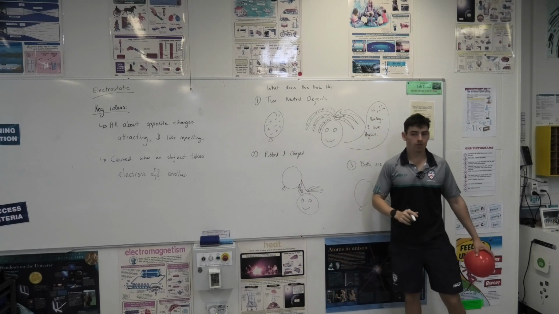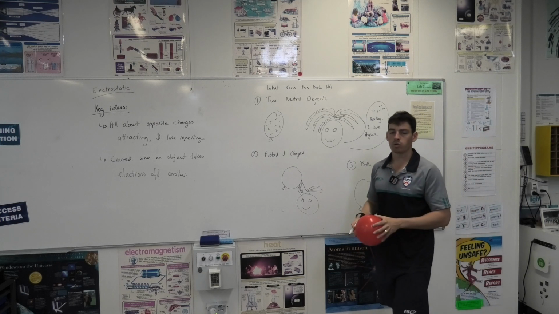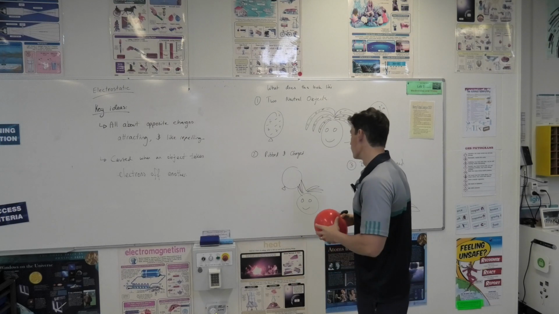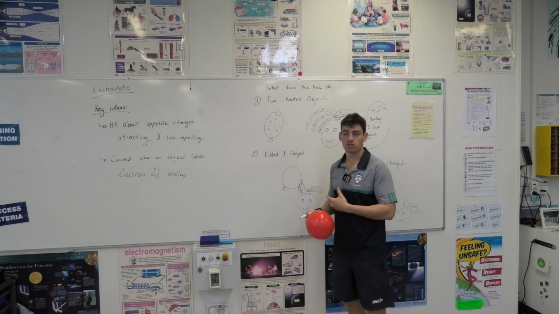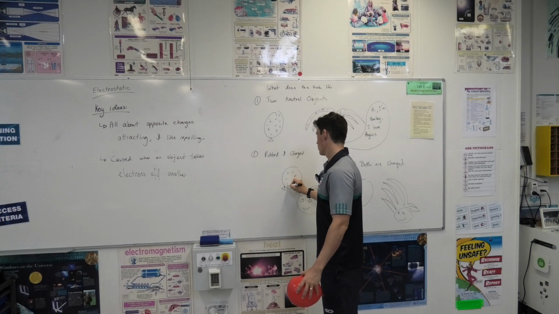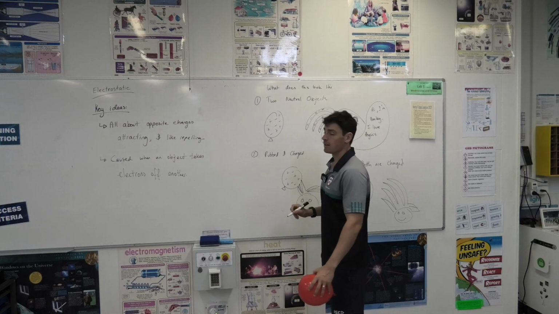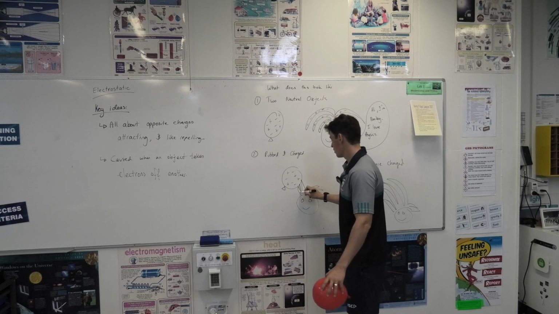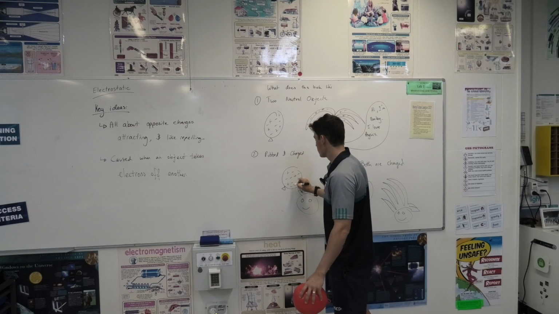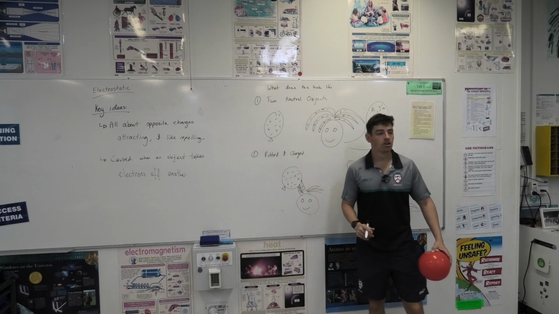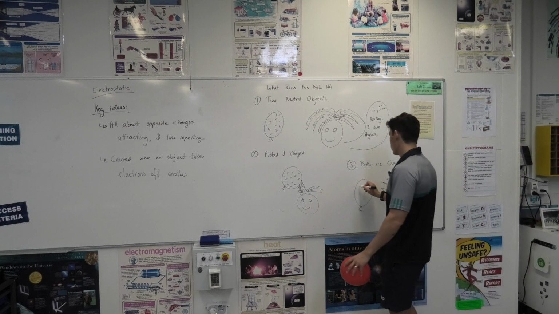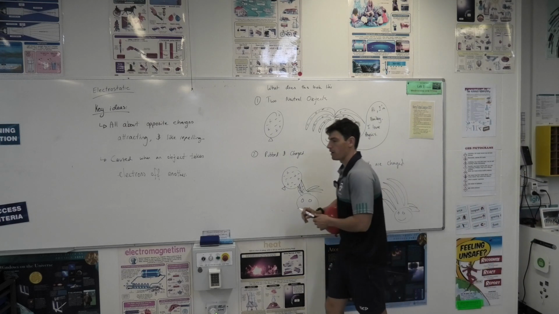Happy with that? When I rub them together, which one of these is the insulator? The balloon. Okay, the rubber balloon's the insulator. So what's it going to do? It's going to take some electrons. In this scenario, it's taken, so this has still got the same number of protons, but it's taken a few of these electrons from the hair. And now the balloon is negatively charged.